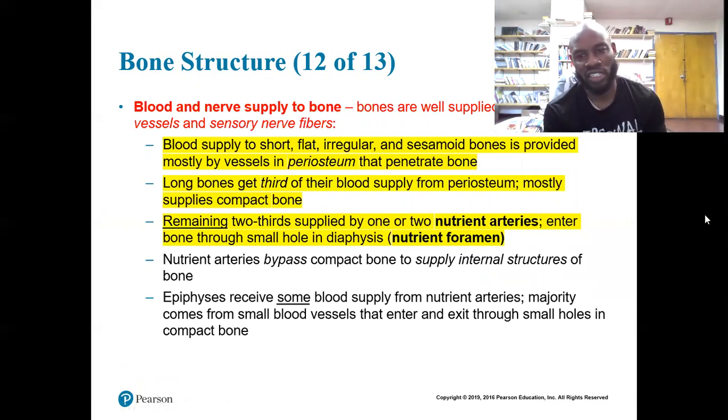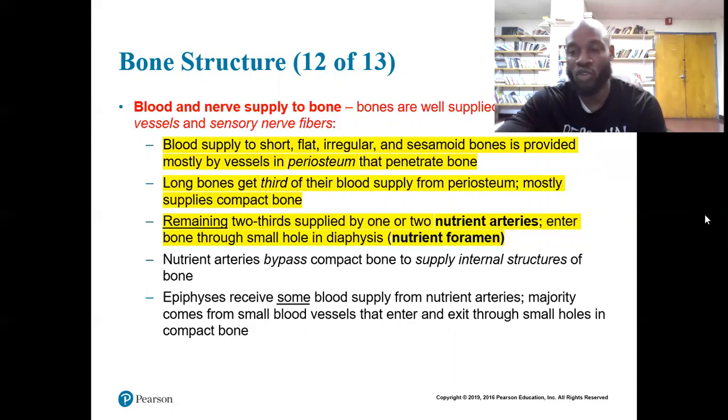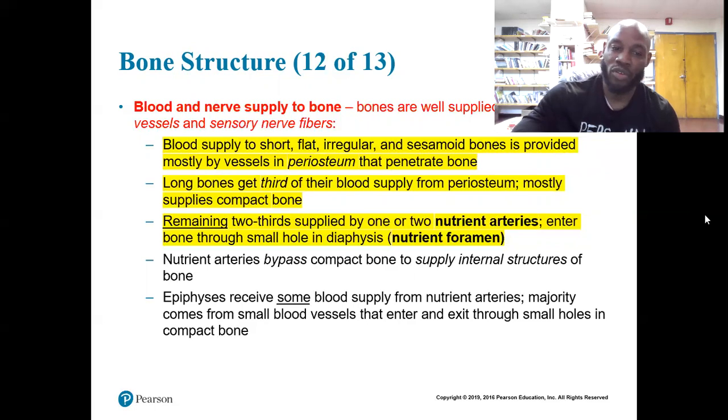Your short, flat, irregular, and sesamoid bones get most of their blood from the periosteum, whereas long bones get a third of their blood supply from the periosteum. These are bigger structures, but the remaining two-thirds come from what we call the nutrient artery, which enters the bone through a small hole in the diaphysis, the nutrient foramen, right? So that's going to supply blood to the compact bone and the internal structures of the bone. Okay, so a little bit different blood supply based on if it's a long bone, which is a bigger bone, versus the short, flat, irregular, and sesamoid bones.